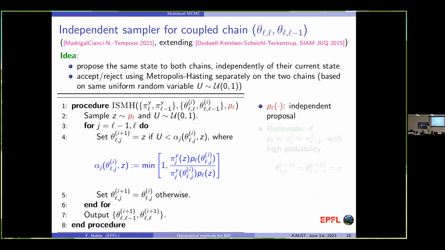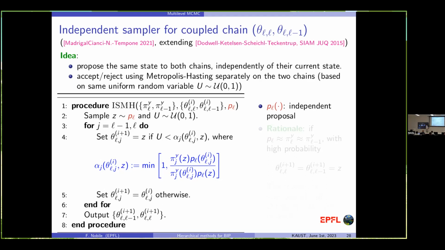But this proposal may, and actually should, depend on the level L. So there should be some work in building a good proposal. What do we do with this proposal? Well, the idea is that we generate a candidate from this proposal, and then we propose the same candidate to both chains, okay? And then we run the Metropolis-Hastings acceptance-rejection on the two chains separately, but not necessarily independently, because you can also use the same uniform random variable to do the test. It adds some extra coupling. Actually, this was an idea that you had proposed also in some of your papers.